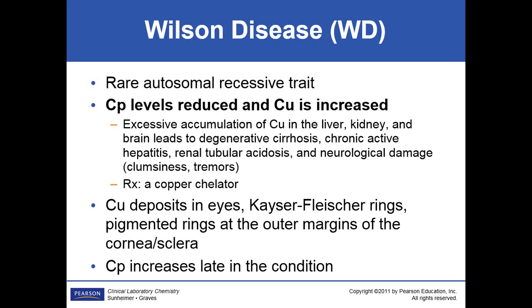But one condition that I want you to remember is Wilson's disease, that's related to copper. Your ceruloplasmin will be low, and your copper is elevated with this condition. And because you have too much copper, because it's not getting bound up, it's going to settle and deposit in certain parts of your body and cause problems, especially with your liver and kidney and your brain.